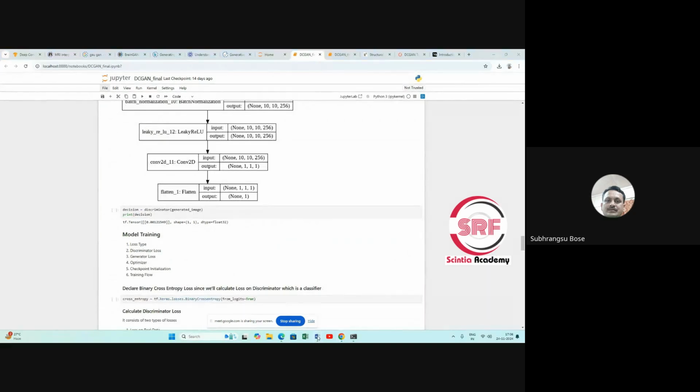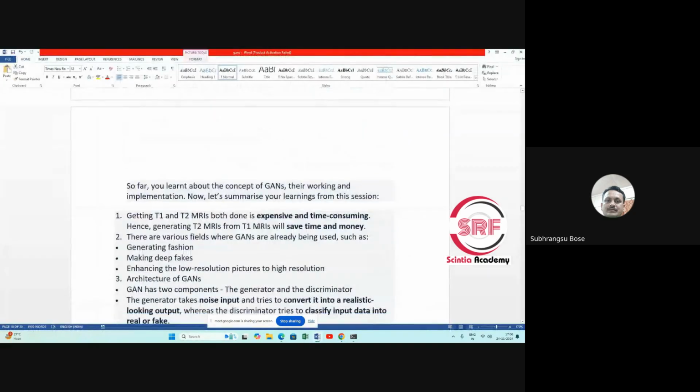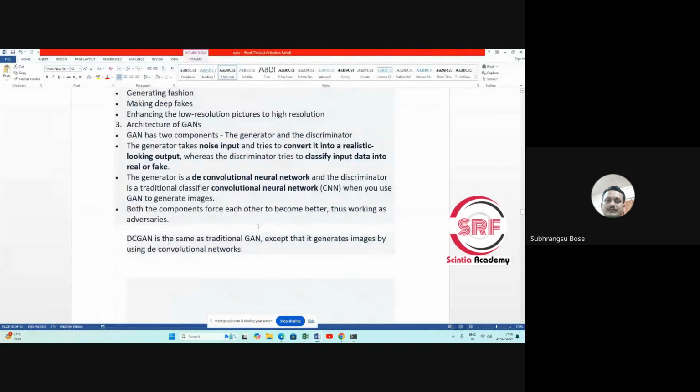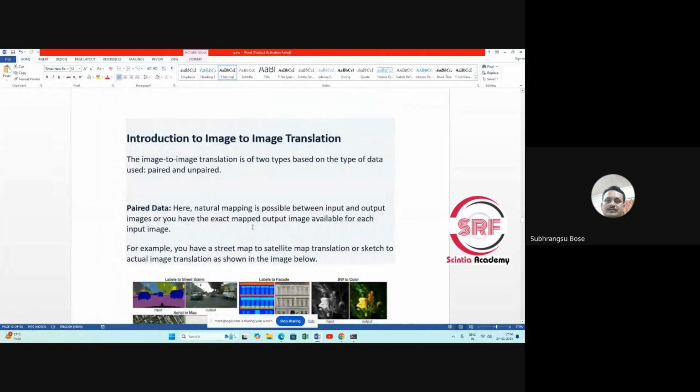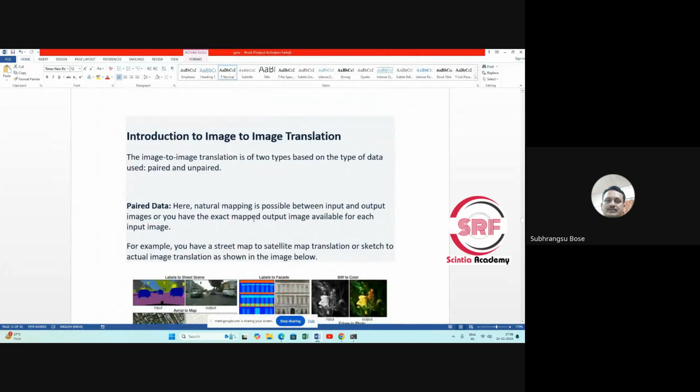This is GCGA. After GCGA, we analyze another GAN system, the CycleGAN, image to image translation.